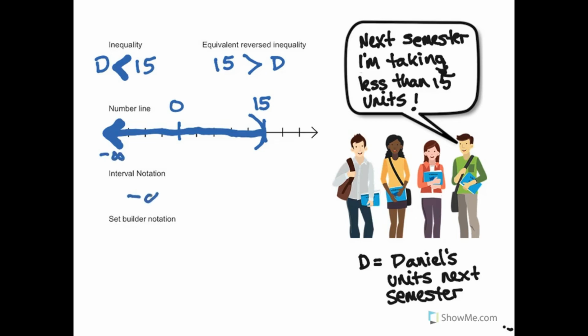As we begin the interval, we're beginning with the smaller, the left-hand number. Infinity always gets a parenthesis, then 15, and close the parenthesis. So an interval goes from left to right, the same order that the numbers are on the number line. For set builder notation, write the curly bracket, the variable, such that D is less than 15, and close the bracket.